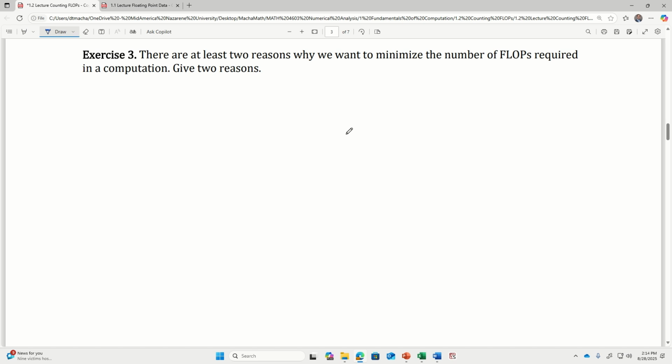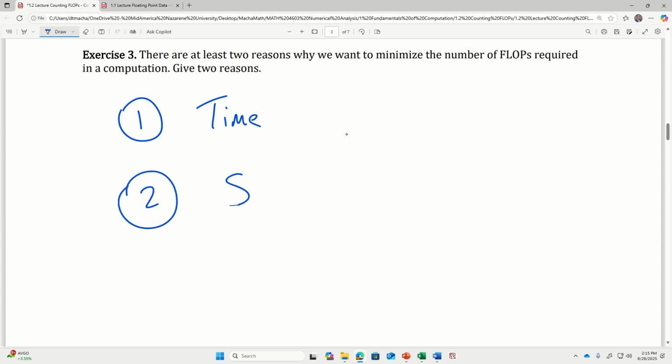So that brings us to exercise 3, I guess. There's 2 reasons, and I already told them to you, right? If I ask you to give 2 reasons why we want to minimize the number of flops, time, money.